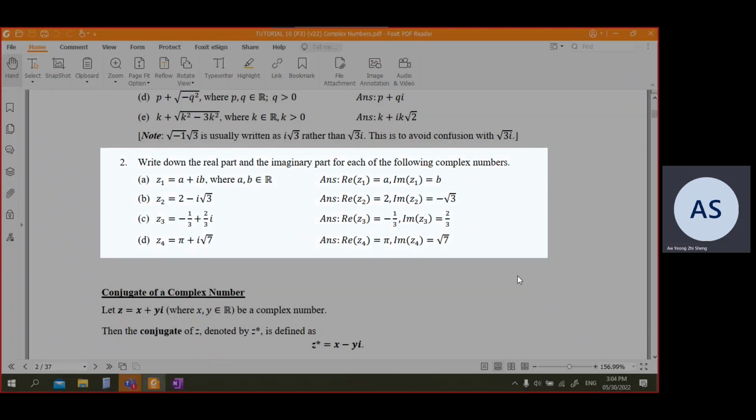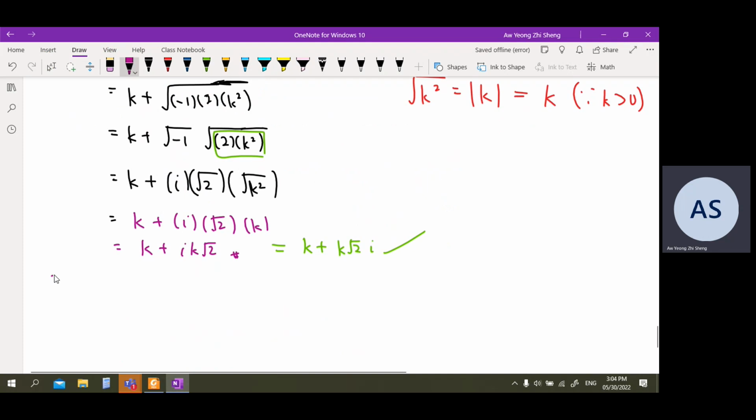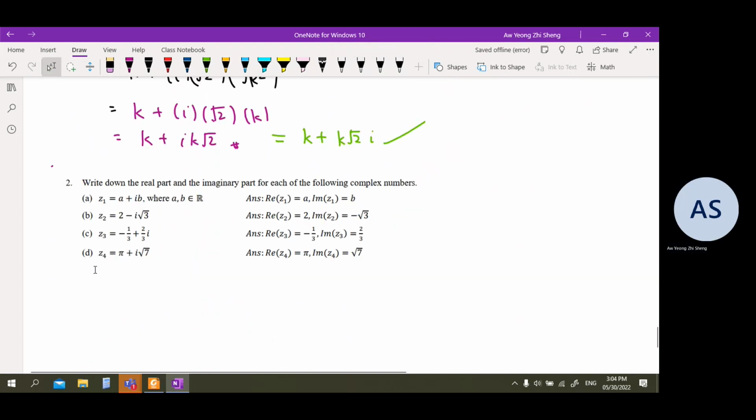Write down the real part and the imaginary part of each of the following complex numbers. This is also a very quick warm-up. And recall that the real part is simply the term that doesn't contain i. Imaginary part is the coefficient of i in the complex number. Okay, so the answers are all printed out already, so we'll just read through the answers.